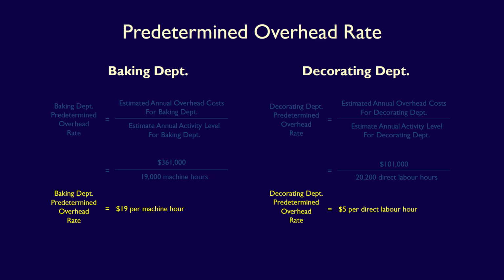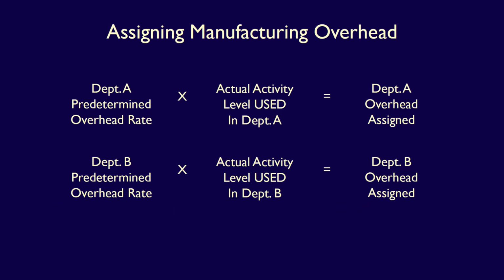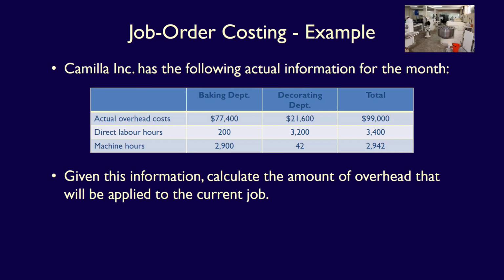We can now use these rates to apply overhead to all of the jobs completed during the year, using the formulas to assign manufacturing overhead. Departmental rate multiplied by the actual activity level used in each department equals the overhead to be assigned to that particular job. Let's use it for Camilla Inc. Camilla Inc. has the following actual information for the month. Baking department, actual overhead costs, $77,400. Actual direct labor hours, 200.